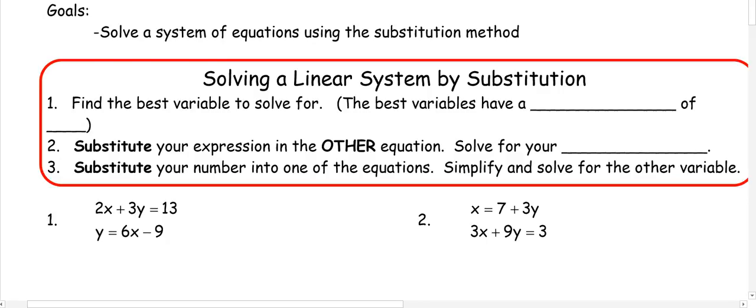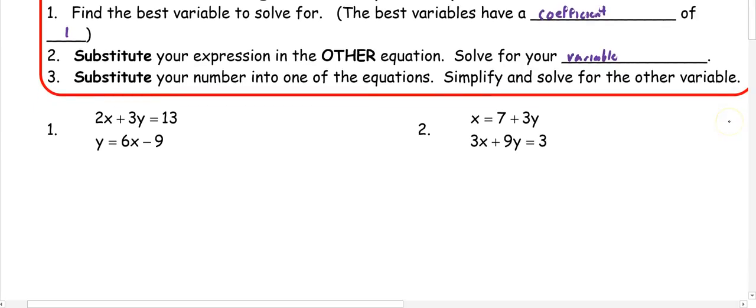This video is about solving a system of equations using the substitution method. In order to use the substitution method, the first thing we want to do is find a variable to solve for. The best variables to solve for are the ones that have a coefficient of 1, so either an x or y. Then we're going to substitute the expression into the other equation and solve for the variable. Last, we're going to substitute the number into one of the equations, simplify, and solve for the other variable.